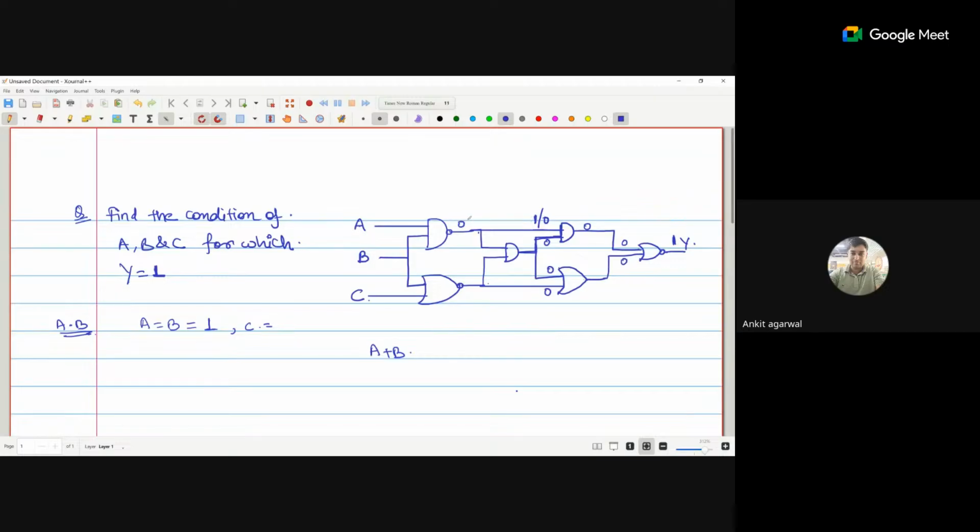If this is 0, that means A is 1 and B is 1. And if this is 1, that means A is 0 or 1, B is 0 or 1. Okay, now the thing from here. This part is 0. Now this is the AND gate. Okay, if output is 0, that means this is either 0 or 1, or this is 1 or 0.